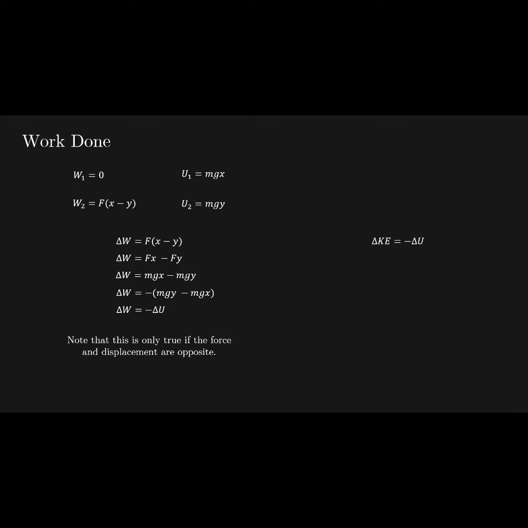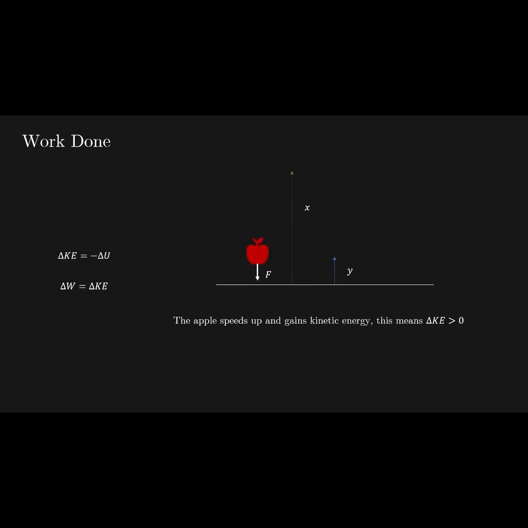By considering the change in kinetic energy in this situation, we can see that the change in work is equal to the change in kinetic energy. As the apple falls, it speeds up and gains kinetic energy. The work done is positive, and the change in potential energy is negative.